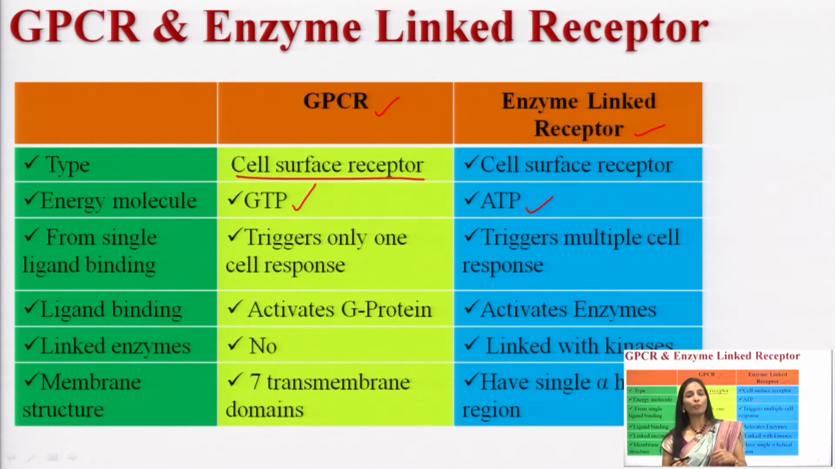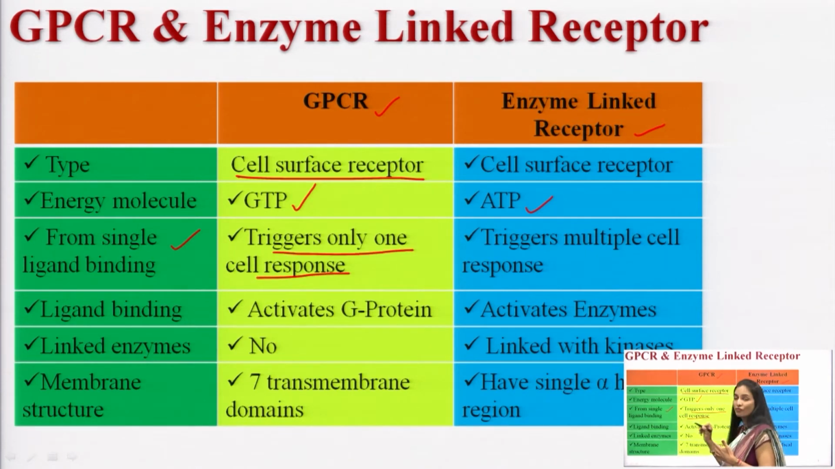And what about the binding? In GPCR, a single ligand binding triggers only one type of cell response. When the ligand binds to the particular G protein coupled receptor, it will trigger only one type of response, but not in the enzyme linked receptor. When the ligand binds to the enzyme linked receptor, it will trigger multiple cell responses. When the ligand binds to the G protein coupled receptor, it will activate the G proteins, and when it binds to the enzyme linked receptor, it will activate the enzymes. Can you see linked enzymes in the GPCR? No, you cannot see linked enzymes in GPCR, but the linked enzymes, which you can call kinases, are present in the enzyme linked receptors.